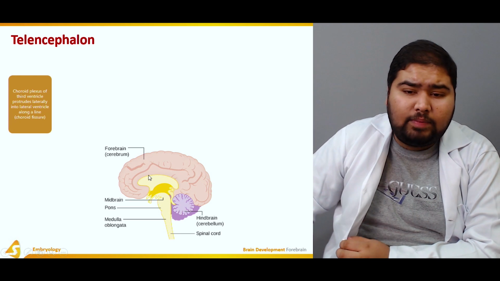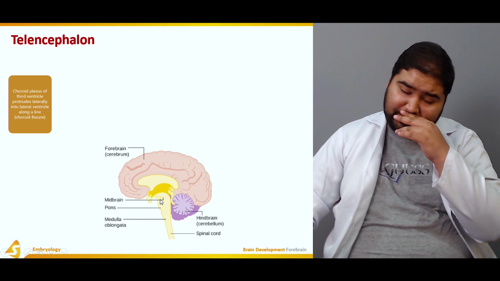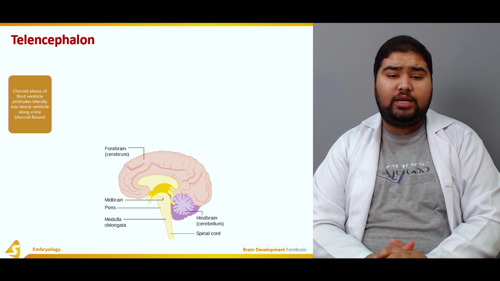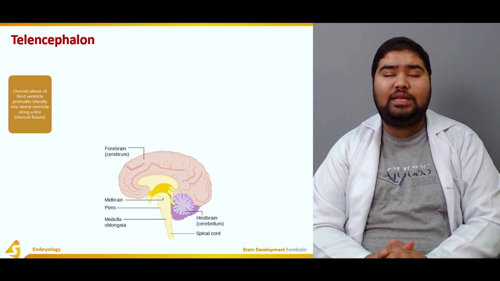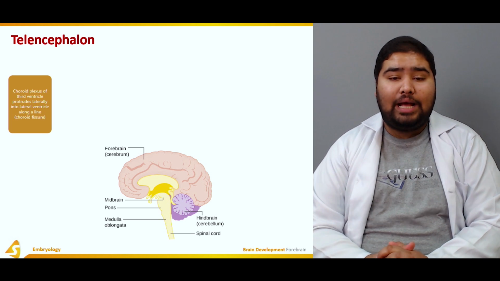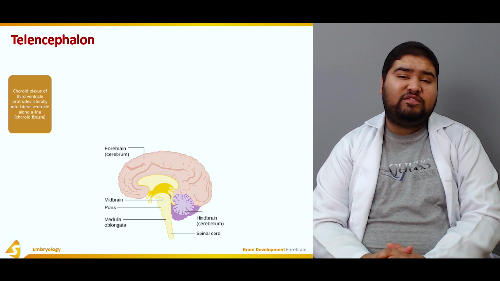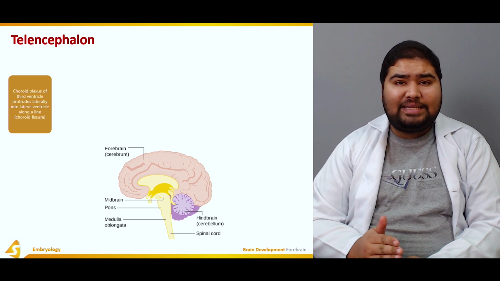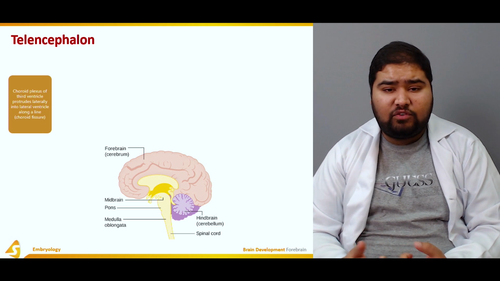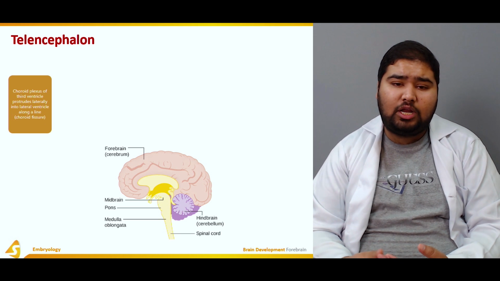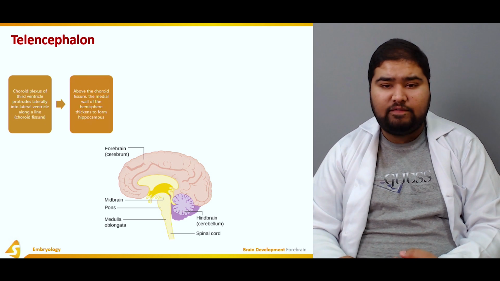Now, still talking about the telencephalon, the choroid plexus. The choroid plexus lies in the third ventricle. The choroid plexus of the third ventricle projects laterally into the lateral ventricle along a line. This line is known as the choroid fissure. So the choroid plexus passes from the third ventricle into the lateral ventricle along the choroid fissure.